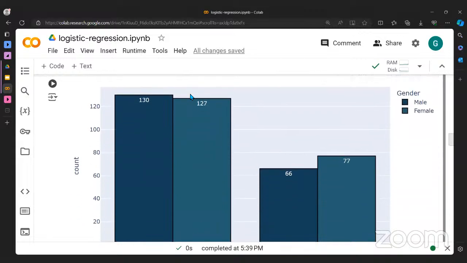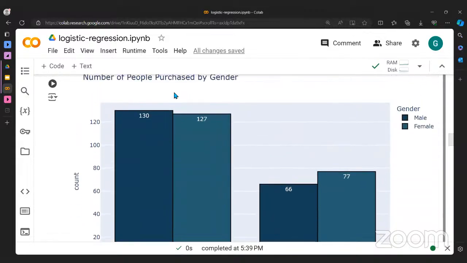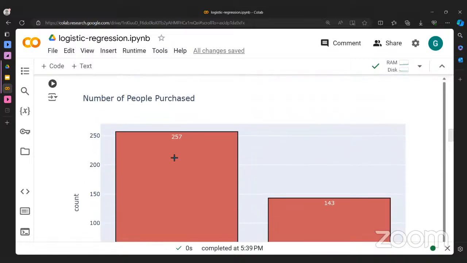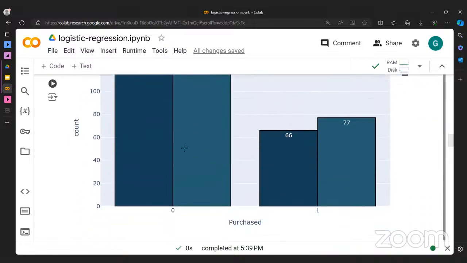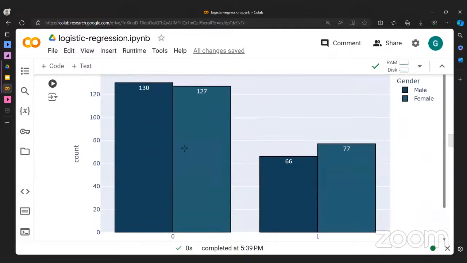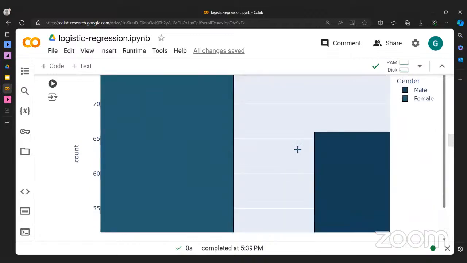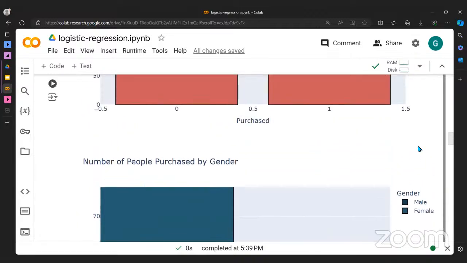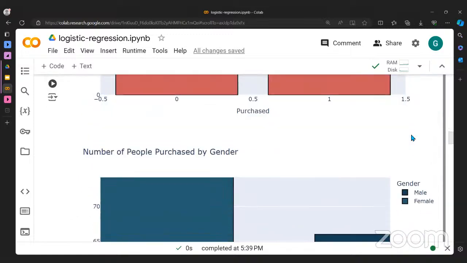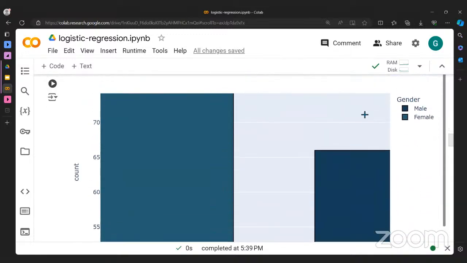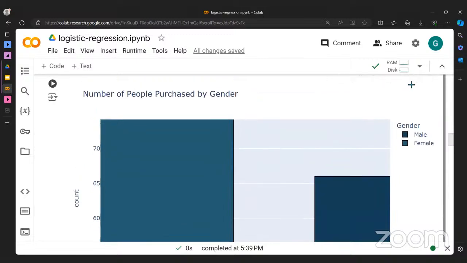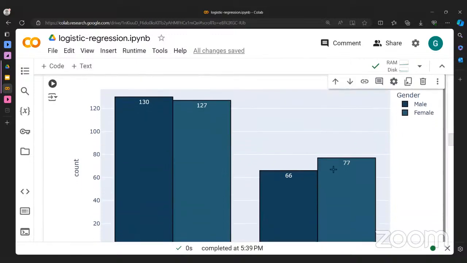Number of people that purchased by gender. Here we are just dividing this into the gender categories. We have more female here and more male on this side.